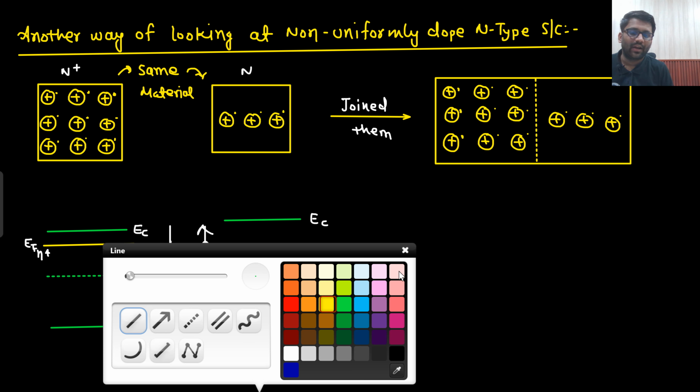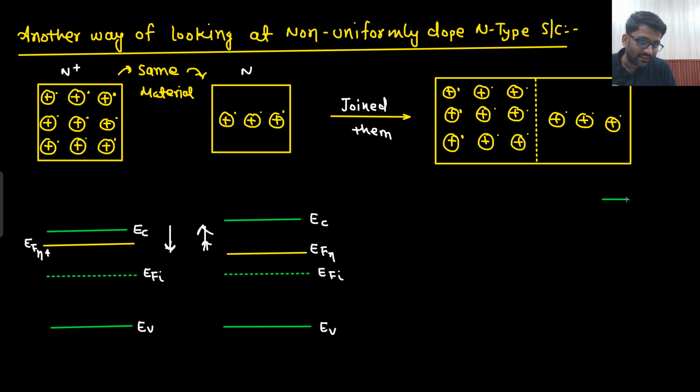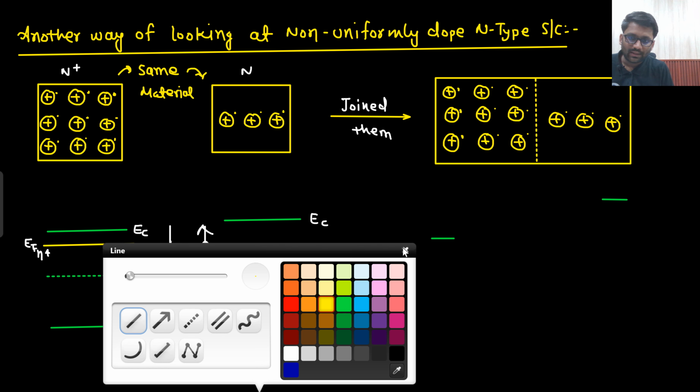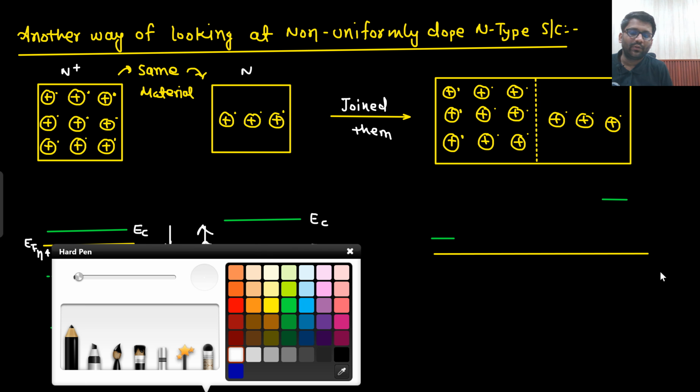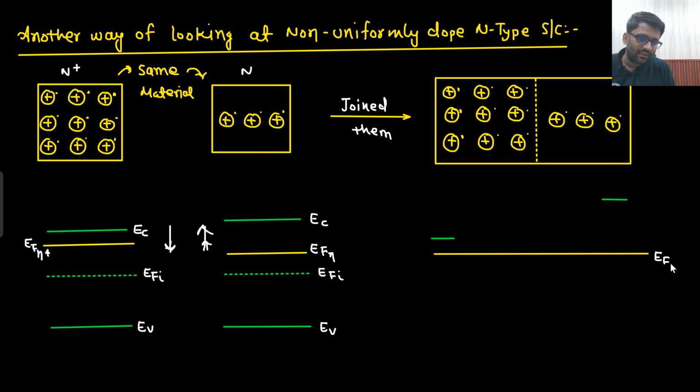So if you make the diagram, how would it look? This EC has gone upward and this EC has come downward. And eventually you can see that EFN has become flat. I hope you are able to visualize this. I should not write EFN, I am simply putting EF, because if I write EFN, then people will think that this did not move, only this guy moved. But actually both are moving, right? This one is going upward, this one is going downward, because I know that the Fermi level has to be flat. So I am simply putting EF.